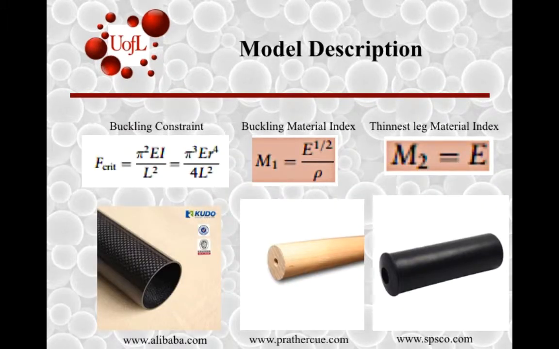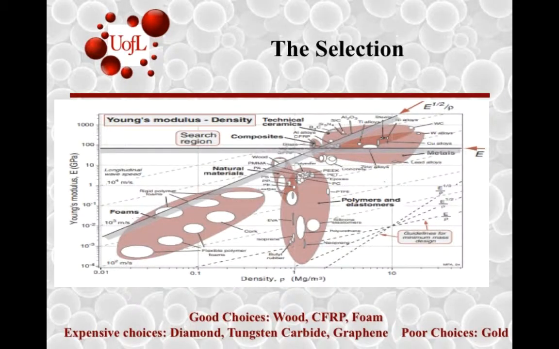And then here's all the material index based off the buckling constraint. We've seen a lot of this in our class, but then you get your buckling material index. And then for your material index for your thin leg, it's just directly proportional to your elastic modulus, or Young's modulus, you know. And then here are the 3 best options at the bottom here. You got your CFRP, your wood, and your ceramics. And then obviously here's the charts.